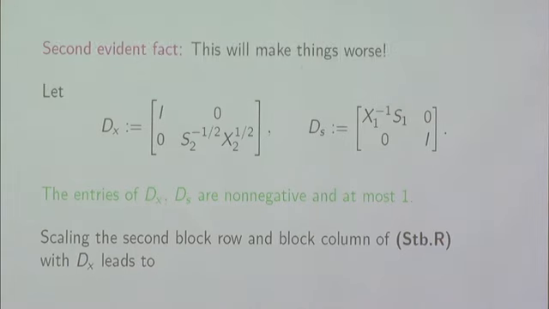So now, since we have an ill-conditioned system, we could think about taking a diagonal scaling where the diagonal has almost zero. So the S2 is large and X2 is tiny, and here vice versa. So both matrices, the X and the S, are singular in the limit. And if we rescale a system with matrices that are singular in the limit, we would expect that things get even worse. So that's the second evident fact, and of course it's wrong.